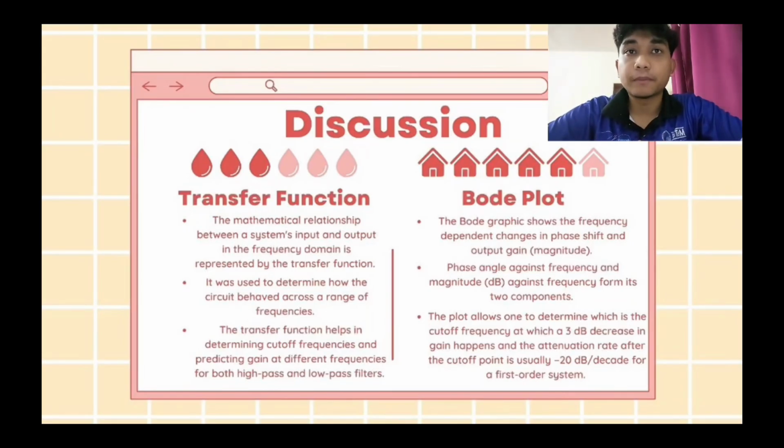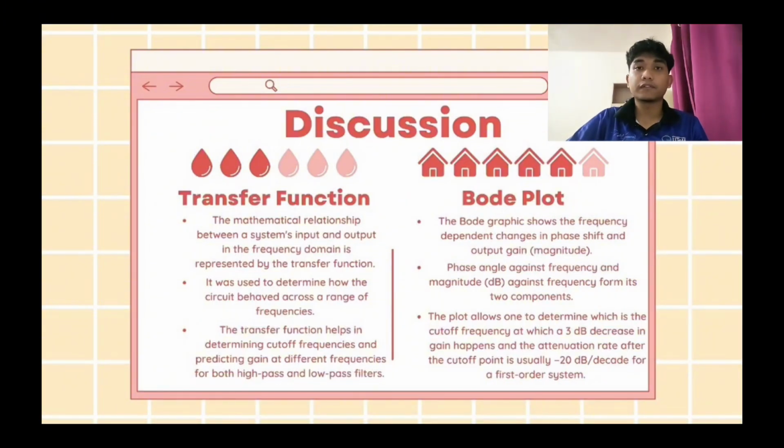In the discussion part for the transfer function, the mathematical relationship between a system's input and output in the frequency domain is represented by the transfer function. It was used to determine how the circuit behaves across a range of frequencies. The transfer function helps in determining cut-off frequencies and predicting gain at different frequencies for both high-pass and low-pass filters.